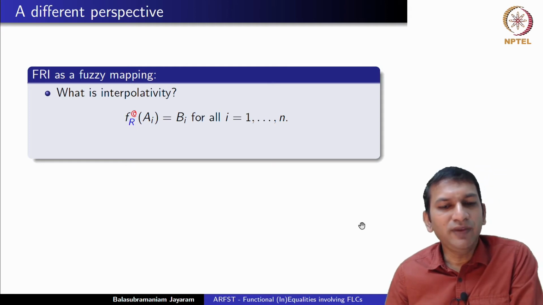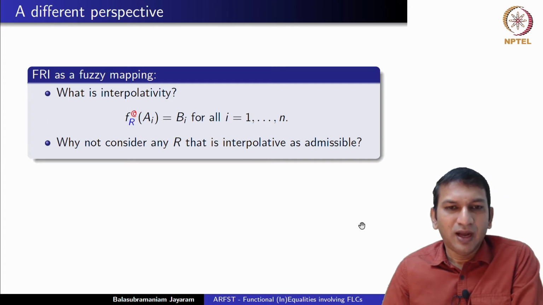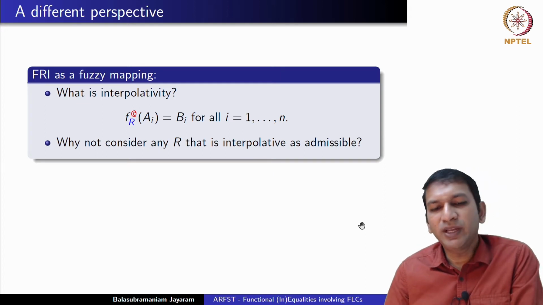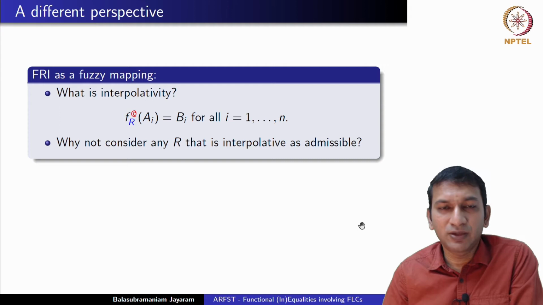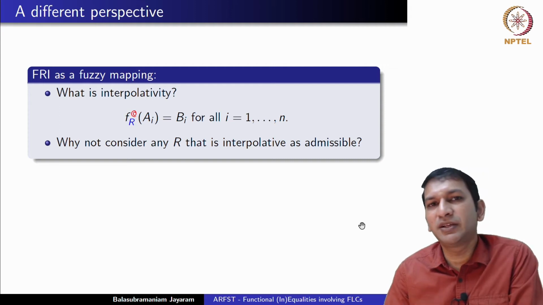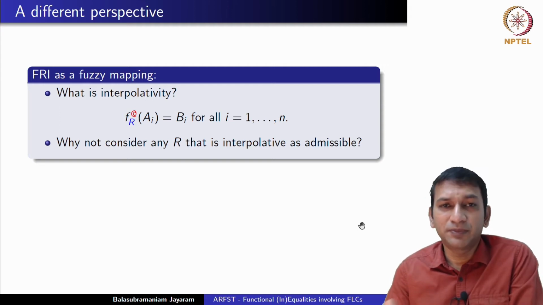And in that sense, all we needed was to look at R and the composition. And once you fix the composition, the question was, why not consider any R that is admissible based on whether it is interpolative or not. So we were trying to break the shackles of ourselves from R check and R cap.